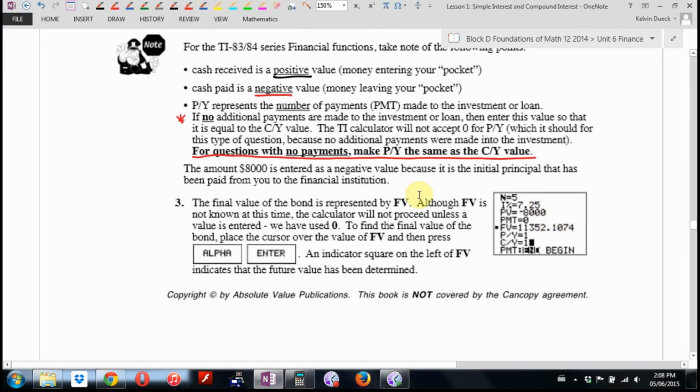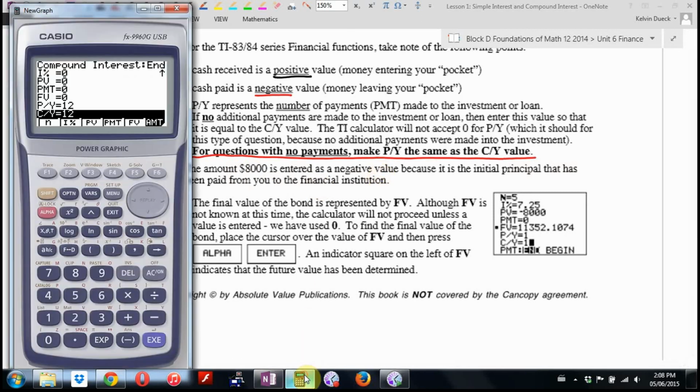So the amount, $8,000, is entered as a negative value because it's the initial principal that has been paid to you from the financial institution. Let's do this question. So let's open this up. For number of years, let's make N 5.